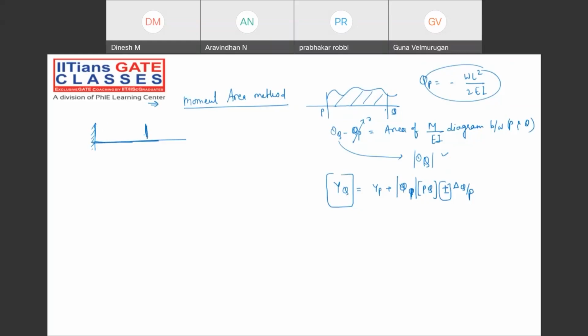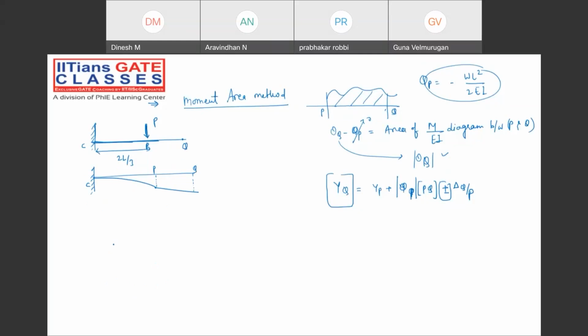So yesterday we were discussing one point. There was a load acting at a distance of 2L by 3, and suppose we need to find the deflection at point Q. At point P there is a load P acting. At point Q there is no load, and the deflection curve will be something like this, my dear friend. In this case, what will happen?